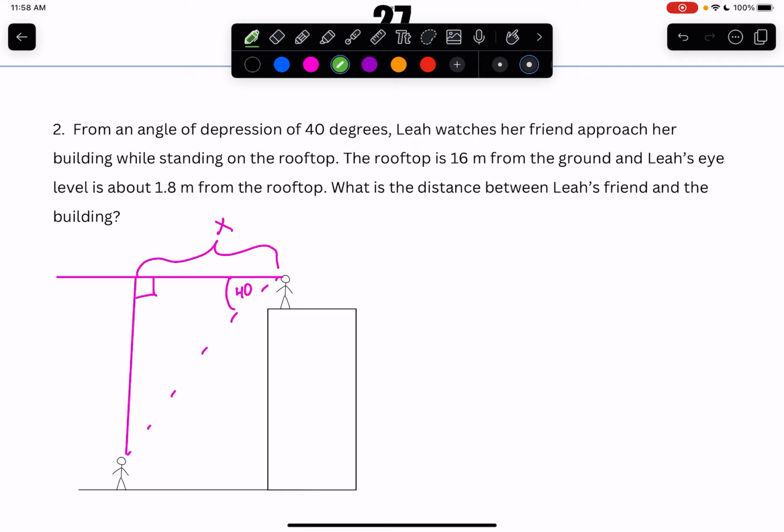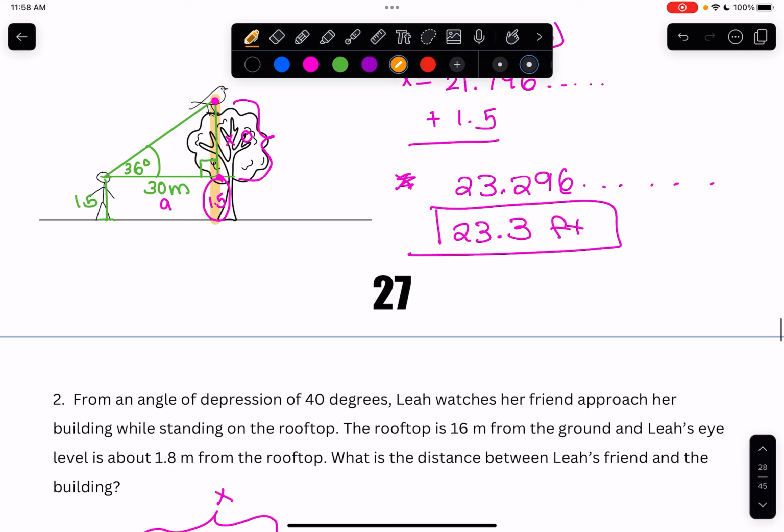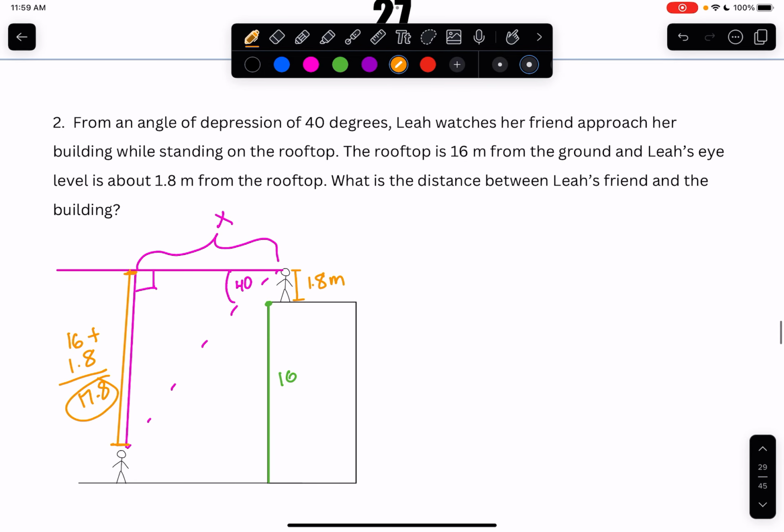Now they're giving us vertical distance. They're saying the rooftop is 16 meters from the ground, and then Leia's eye level is 1.8 meters from the rooftop. So this whole distance is both 16 plus 1.8, which gives us 17.8. Like how in the last one we had to add at the end, here we're adding at the beginning in order to set up the correct triangle.